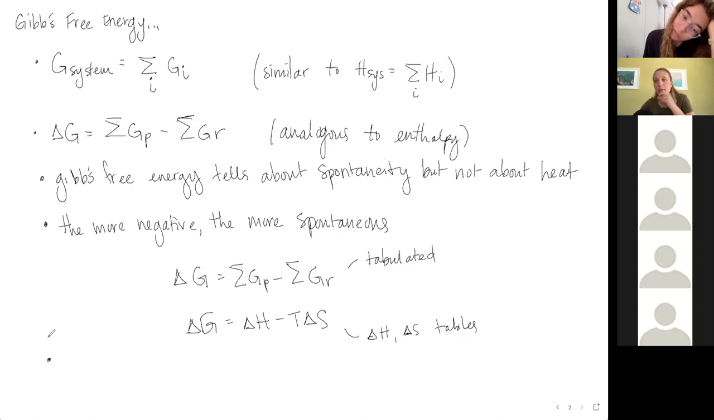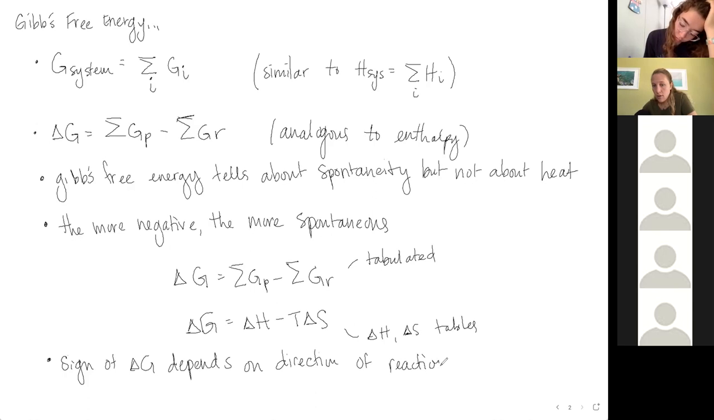Okay, obviously this should be like, okay, duh, but maybe you haven't thought about it before. The sign of your delta G, whether it's positive or negative, depends on the direction of the reaction that's written. So for instance, if you wrote a reaction where these two products make this reactant, your delta G might be positive if it's written one way. And if you reverse it, it might be negative. So it's telling you it's spontaneous in one direction and non-spontaneous in the other direction.